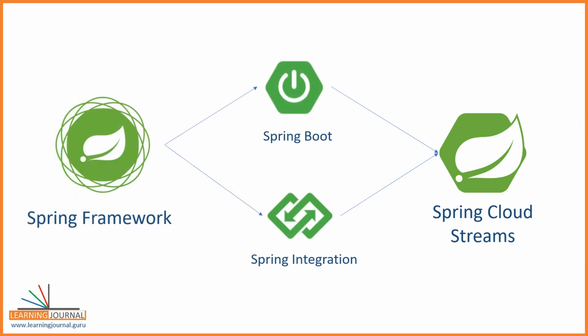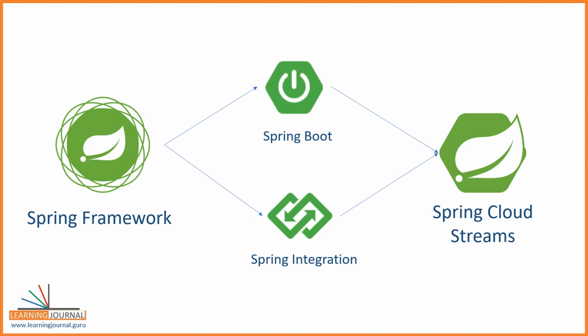Spring Cloud Stream is a new framework that combines the power of two Spring frameworks, Spring Boot and Spring Integration. So, the Spring Cloud Stream builds upon Spring Boot to create standalone production-grade microservice applications and uses Spring Integration to provide connectivity to message brokers. As a result, Spring Cloud Stream turns out to be a framework for building event-driven stream processing microservices. Great, that's all for the background.